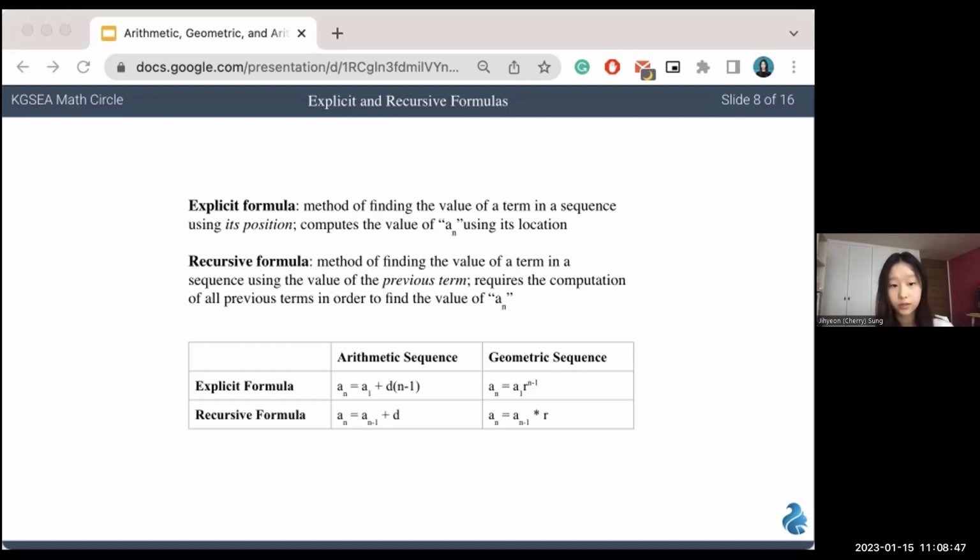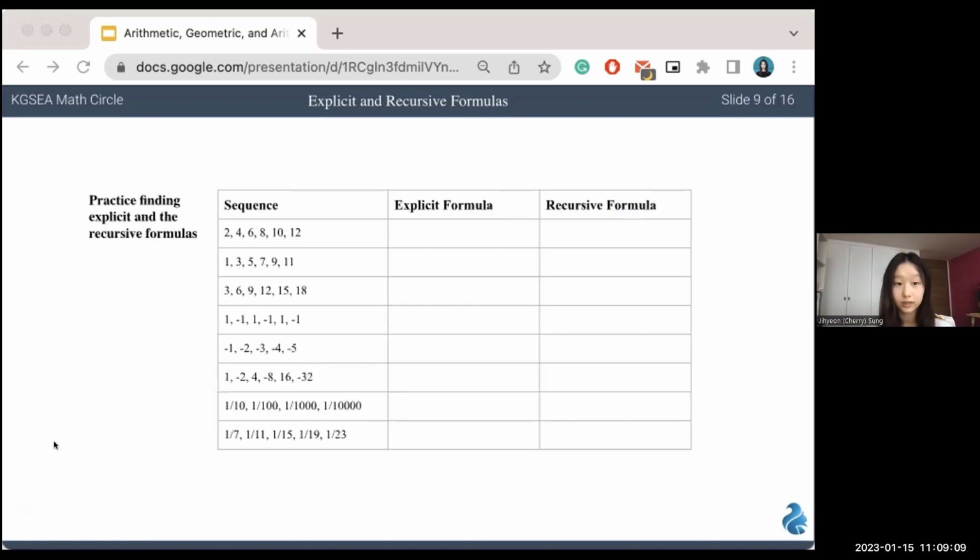On the other hand, the recursive formula is a method of finding the value of a term in a sequence using the value of its previous term. So it requires the computation of all previous terms in order to find the value of an. As you can see, the recursive formulas always include the previous term and either add the common difference for the arithmetic sequence or multiply the common ratio for the geometric sequence.